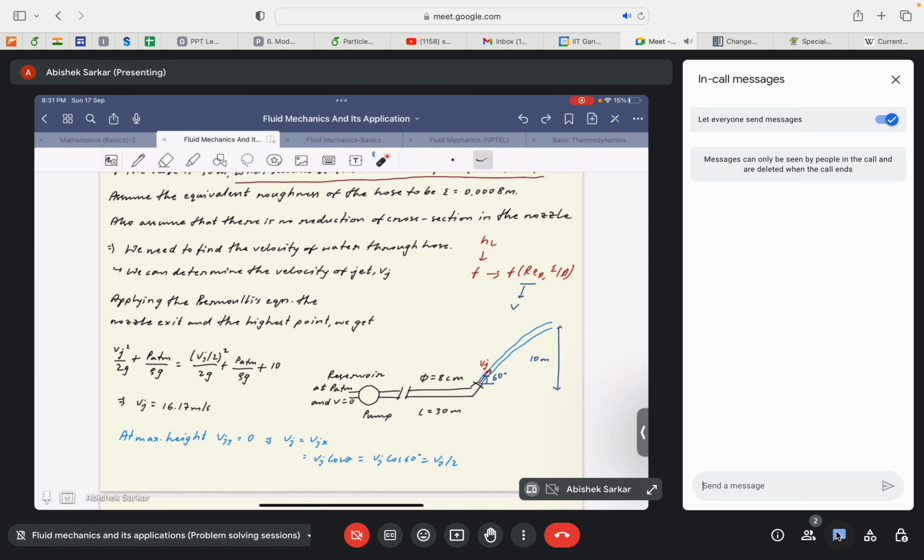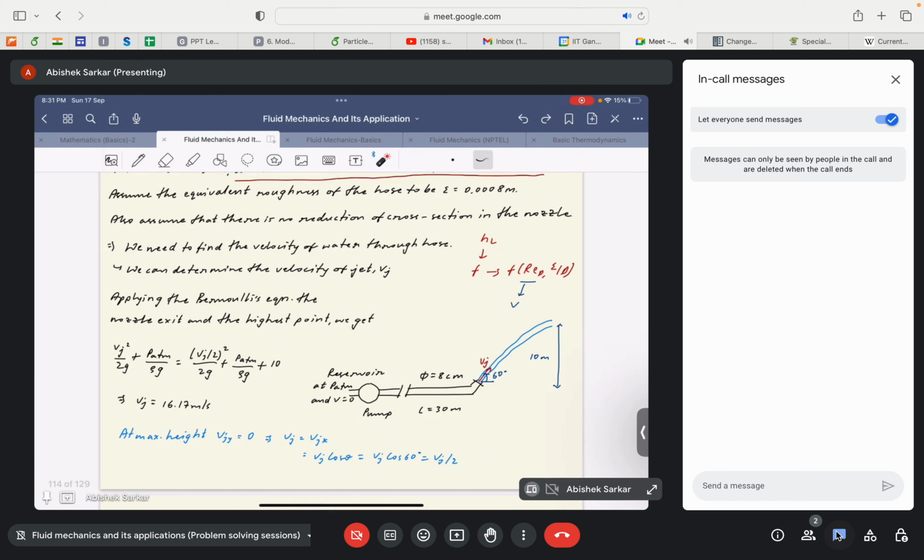So it comes from the concept of projectile motion. At the maximum height, if we assume the motion of this jet as a projectile motion, I may be wrong, but this is how I have thought it could be done. If we take it similar to a projectile motion, then at maximum height the y component of the velocity is equal to 0. So only the x component of velocity remains at this point. At the highest point, the y component of velocity is 0.